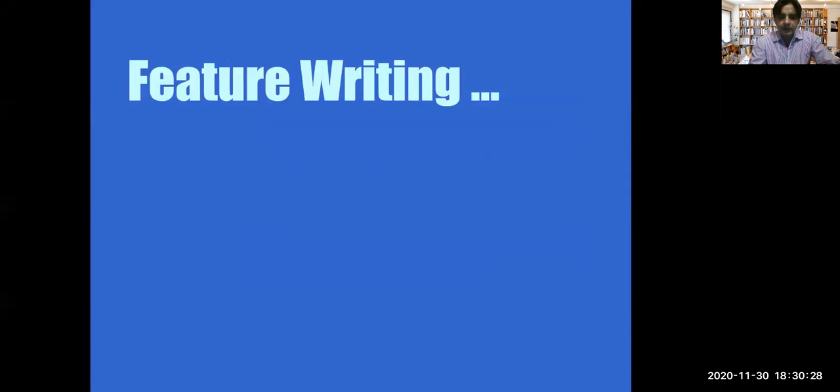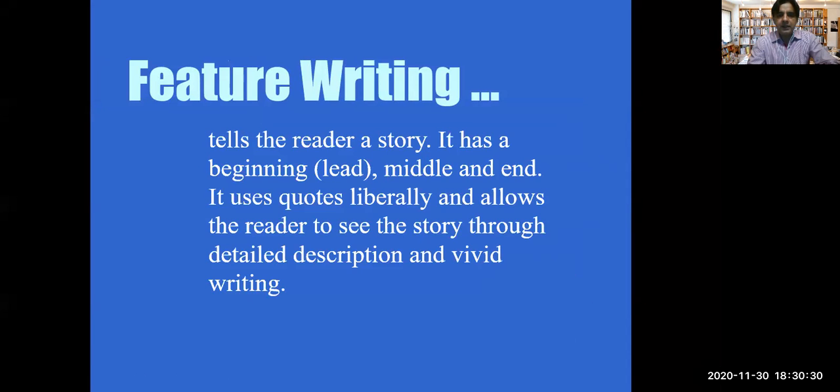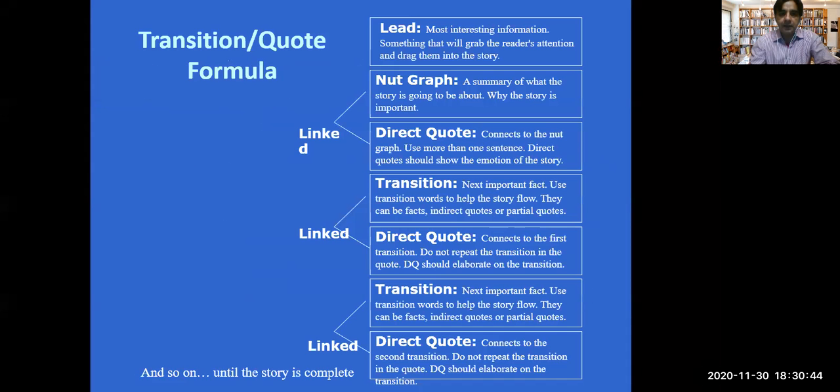What feature writing is. Basically, it tells the reader a story. So it has a beginning, a middle, and end, as we have learned in the news writing techniques. It uses quotes deliberately and liberally and allows the readers to see the story through detailed description and vivid writing. So we follow the same pattern we have discussed already.